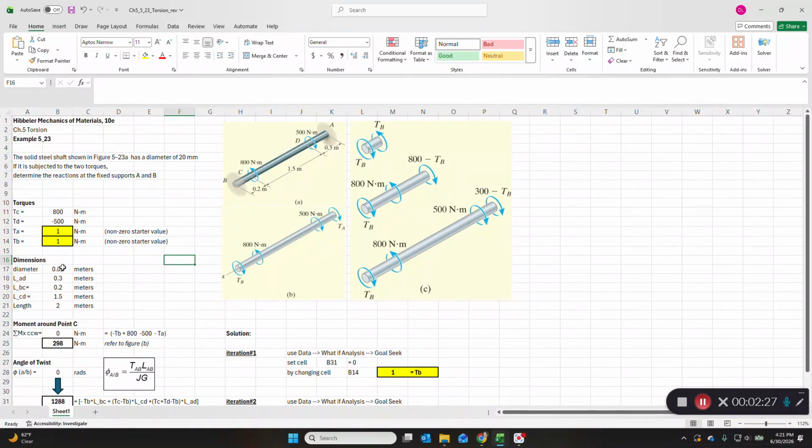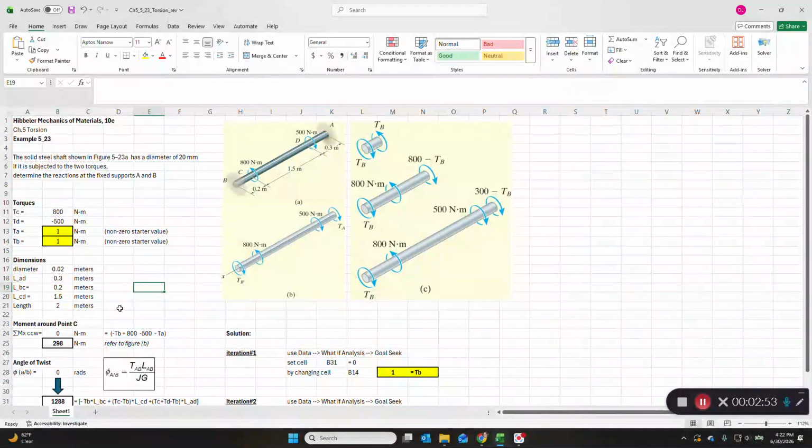So the diameter of the rod, of the shaft, was given as 20 millimeters. So we're going to convert that to meters right here. And that's 20 over 1,000. And then the length of AD, the length of BC, and the length of CD are given in meters. So we're just going to type those in. So the total length of the shaft is the sum of all of these three. So this is all given information in the upper left frame here.